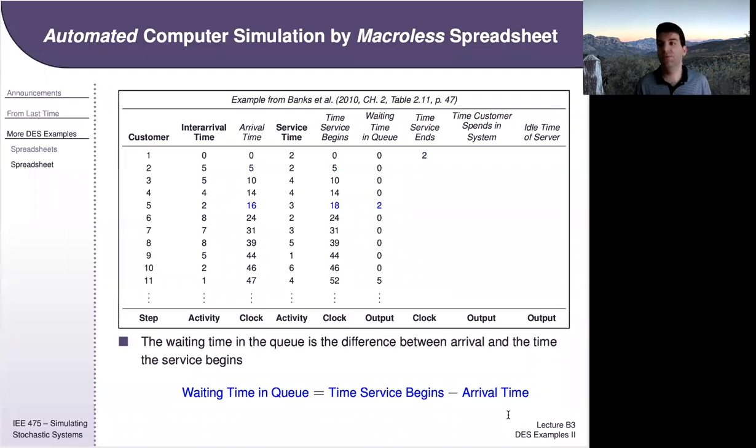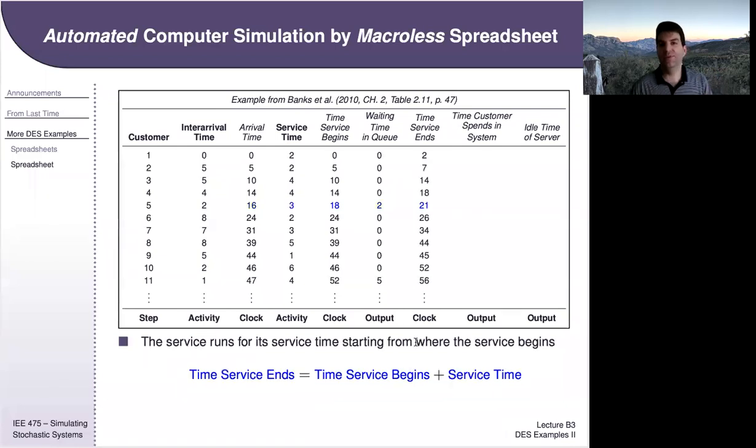You have to ask yourself, what relationship's always true? The waiting time in queue is always the difference between when you arrive and when your service begins. So you write a formula for that. And we could go on through this.